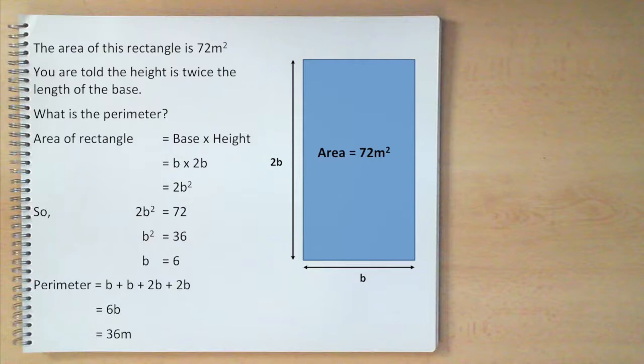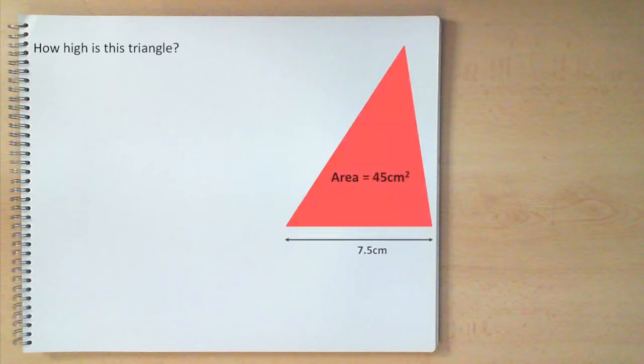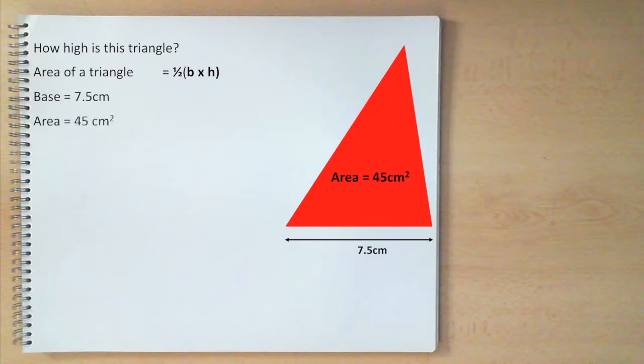Let's do a similar thing now, but using a triangle. We want to know how high this triangle is. We're told the base length and we're told the area. Now we know that the formula for the area of a triangle is a half times the base times the height. So we've got to put the information we do know into that formula and work out what the unknown is. So we know 45 is equal to half of 7.5 times h.